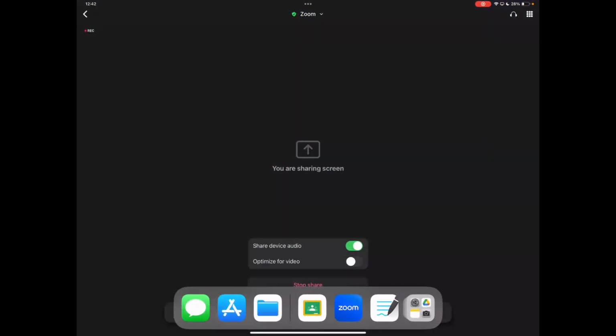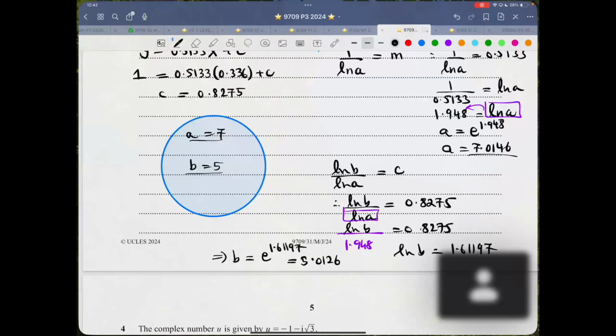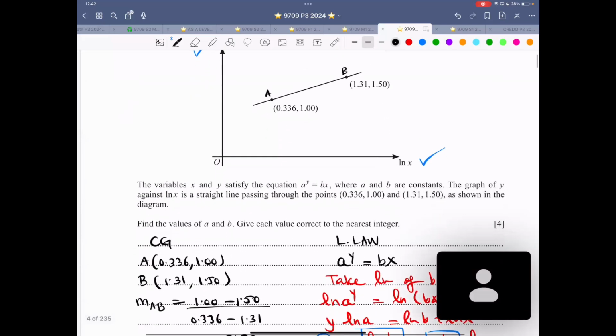Now people, let's look at the working for this particular question, which is question number 3. It says the variables x and y satisfy this equation where a and b are constants.